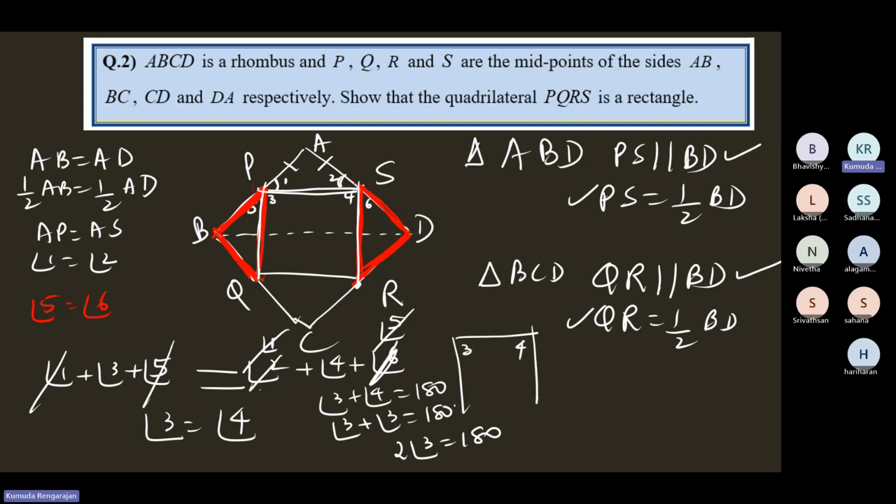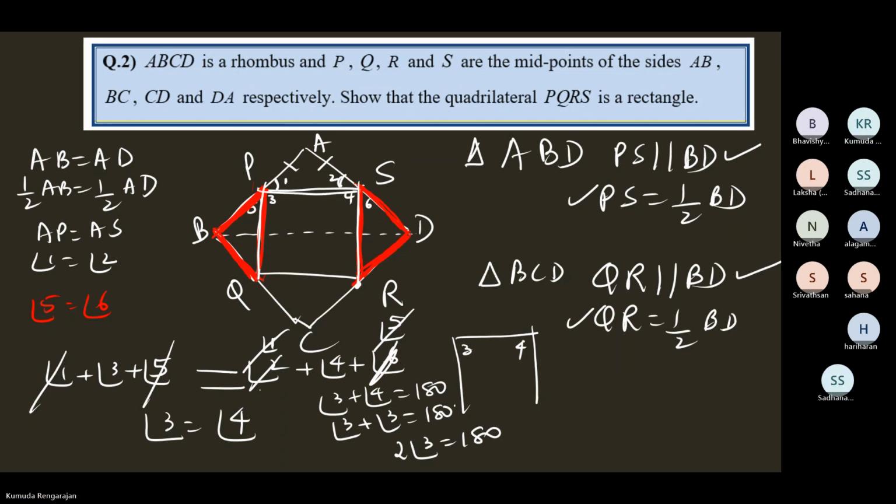So if angle 3 is 90, it means PQRS is a parallelogram in which one angle is a right angle. Angle 3 is equal to 90 degrees. One angle is a right angle. Therefore, PQRS is the rectangle. So this is one way of doing it.